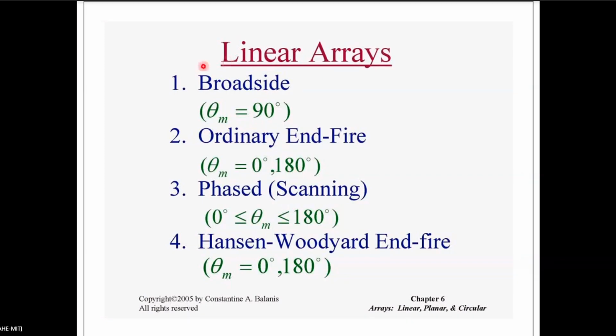If the array is like this, broadside is this one, so you have the maxima like this. That is called a broadside array. When the maxima is along the axis of the array, then it is called an end fire array. We will not be studying these two types, 3 and 4. For a broadside array, theta is equal to 90 degrees.